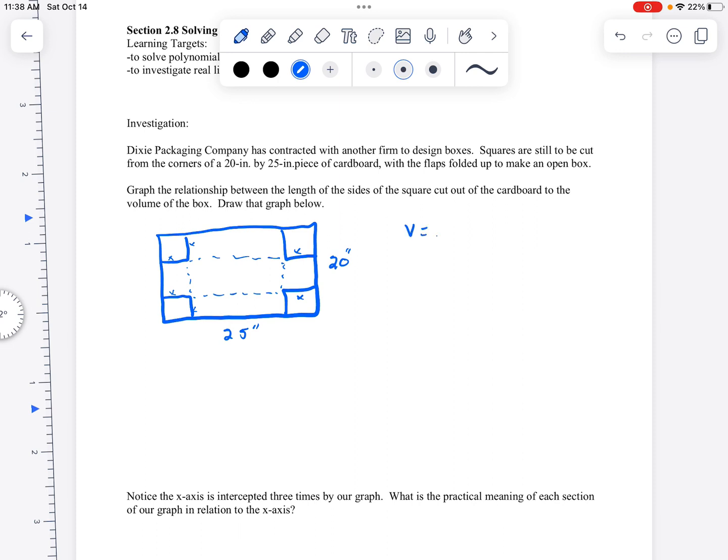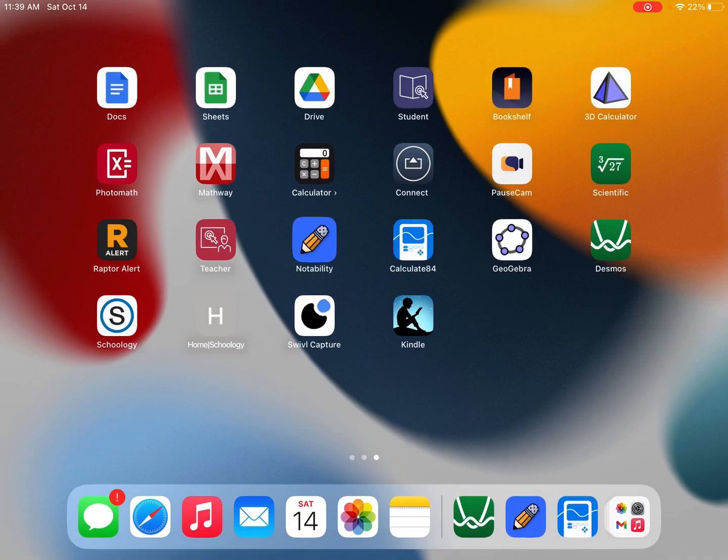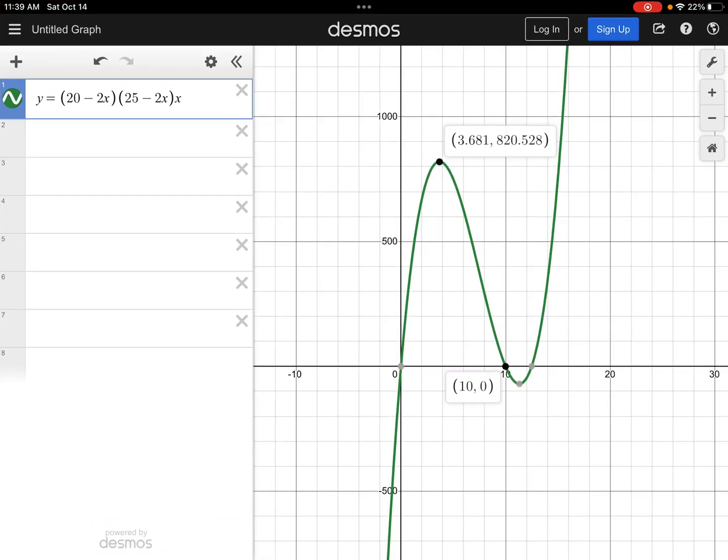We know volume is length times width times height. And once we cut out these squares, the length of my box will be 25 minus 2x, the x's on the side. The width of the box will be 20 minus 2x. And the height is going to be the x. When we fold it up, it's going to be this distance. Now, if we graph this on Desmos, or your graphing calculator, let's look at the graph that results.